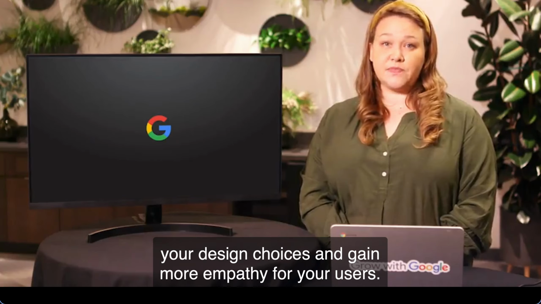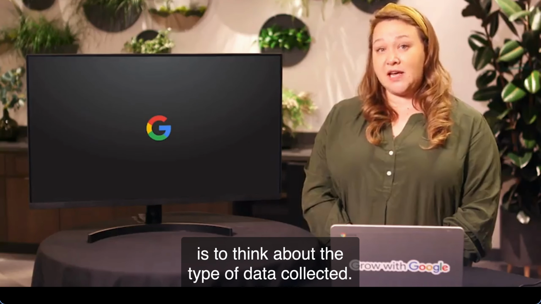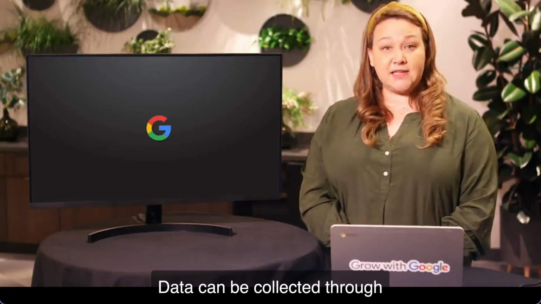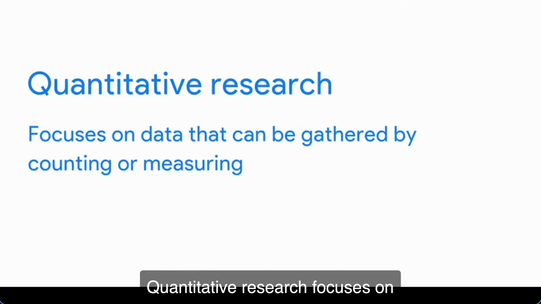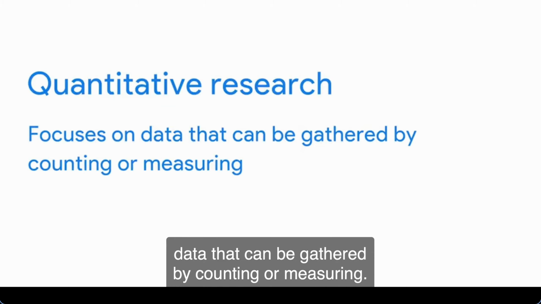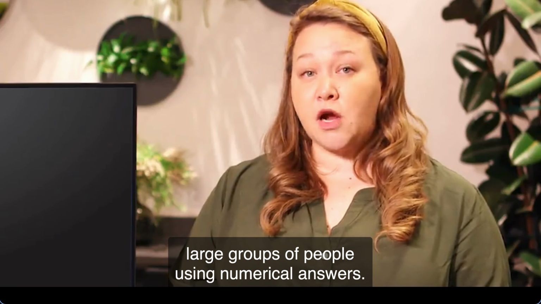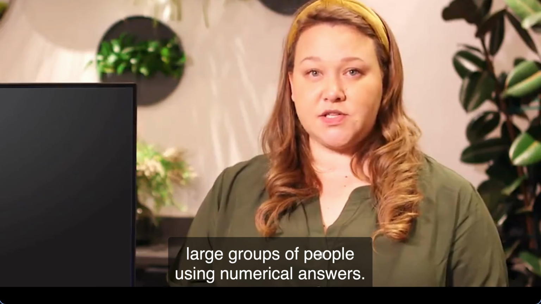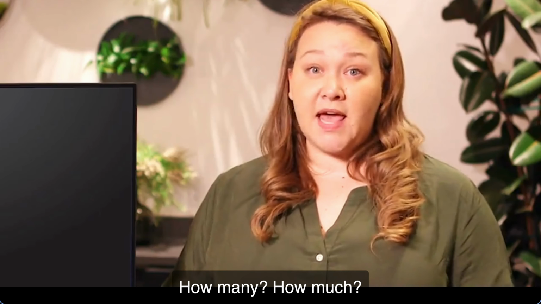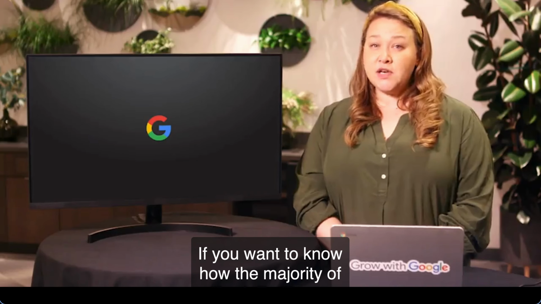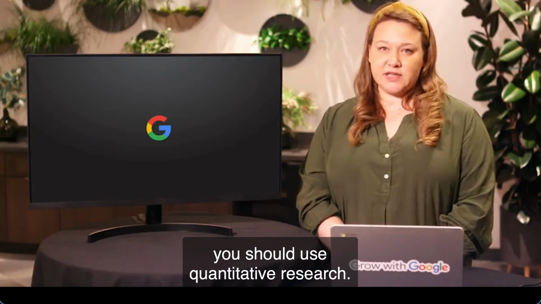But the insights they share can help you make a stronger case for your design choices and gain more empathy for your users. Another way to categorize research methods is to think about the type of data collected. Data can be collected through qualitative or quantitative research. Quantitative research focuses on data that can be gathered by counting or measuring. Quantitative research is often based on surveys of large groups of people using numerical answers. This type of research often answers questions like how many and how much. If you want to know how the majority of users are experiencing a product, you should use quantitative research.